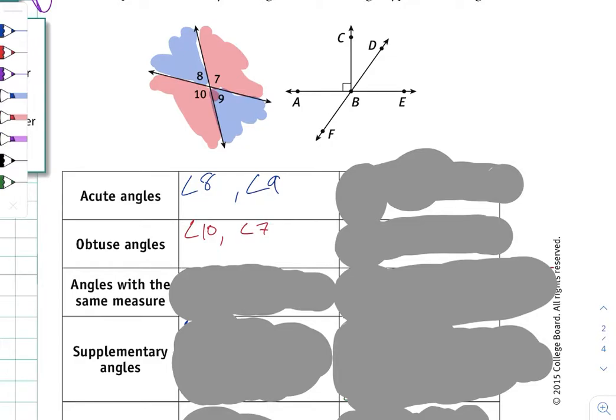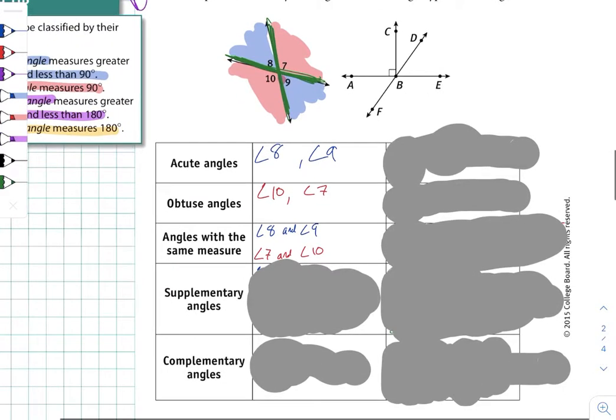Angles with the same measure. So vertical angles are angles that are across from each other when you have two intersecting lines. Here we have one line intersecting another line. So the angles that are across from each other are going to be the same. So 10 and 7 are the same, as are 8 and 9. Those are going to be angles with the same measure.